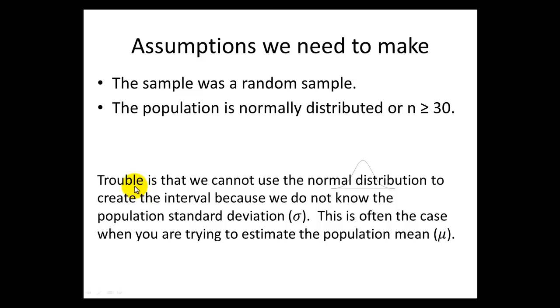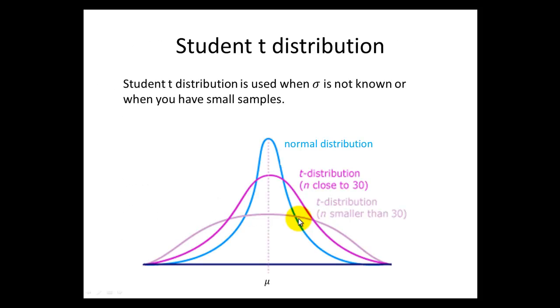Trouble we have for this lesson is that we cannot use the normal distribution to create our interval. And that's because we don't know the population standard deviation, similar to the techniques we learned prior in this module. This is often the case when you're trying to estimate a population mean. If you don't know the population mean, odds are you don't know the population standard deviation either. This brings us to a new distribution. It is called the student t distribution. The student t distribution is used when sigma is not known or when you have small samples.